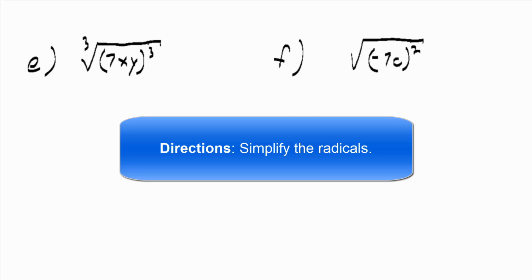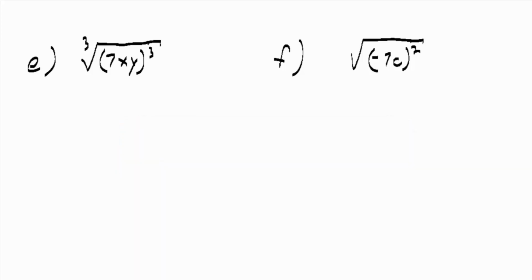What about the cubed root? What's the cubed root of 7xy, the whole thing to the third power? Do we need to worry about absolute values in this case? No. What's the index? The index is 3. It's odd. So if you go back to that definition, when n is odd, the nth root of a to the n is just a. So what's acting like a in this case? 7xy. So yeah, the cubed root of 7xy, the whole thing cubed, is just 7xy.